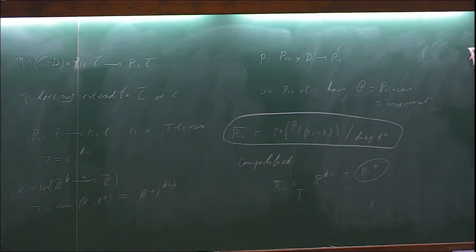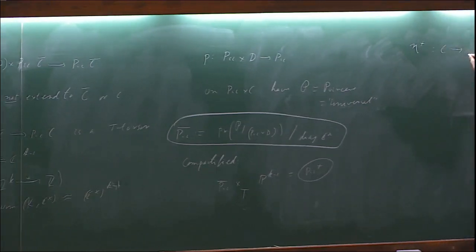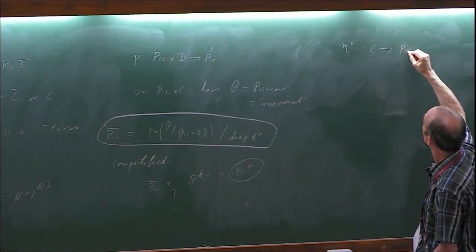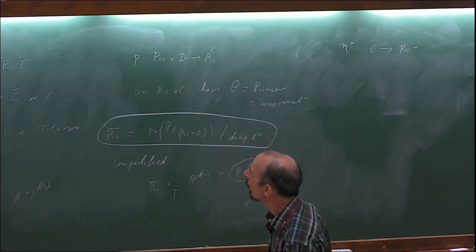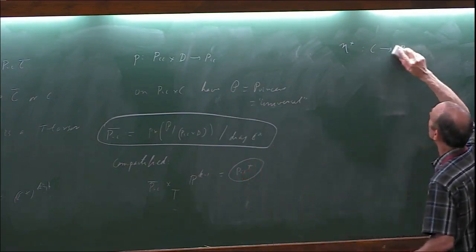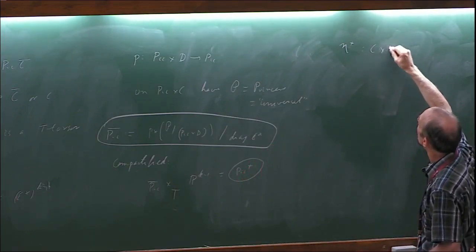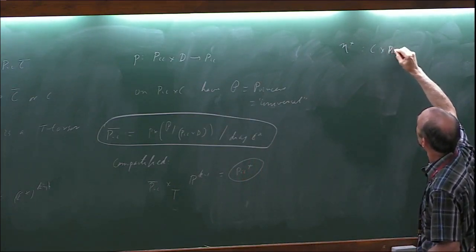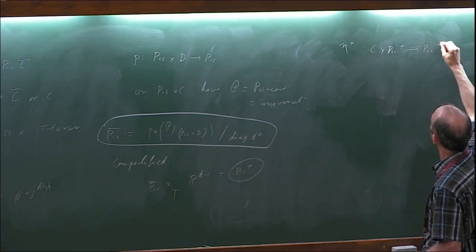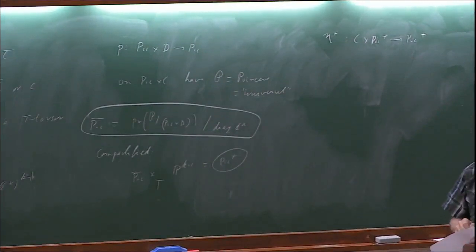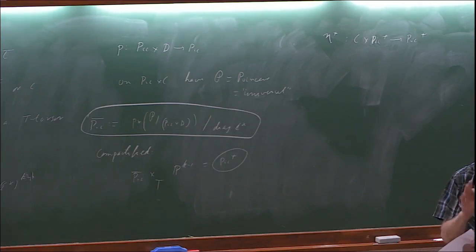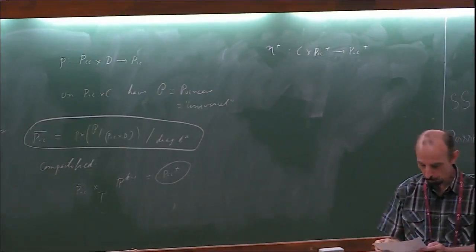So the map that I had before, eta, extends to, let's call it eta plus, from C cross, sorry, C cross Pic plus to Pic plus. The map is still slightly irrational. There's a small locus that gets blown up, but it has large codimension. So let me just ignore it. It's not going to affect what I'm going to say.